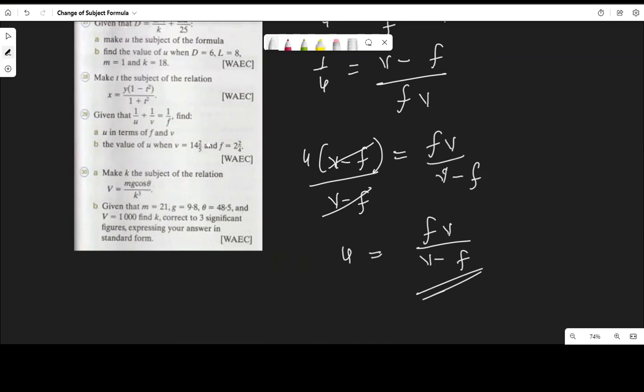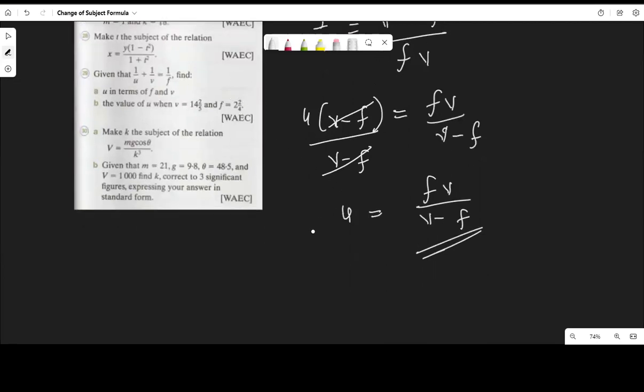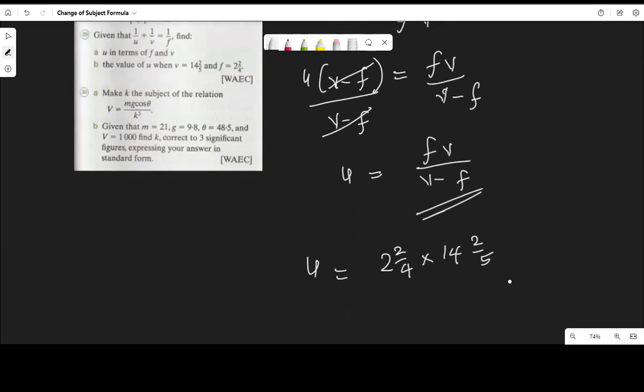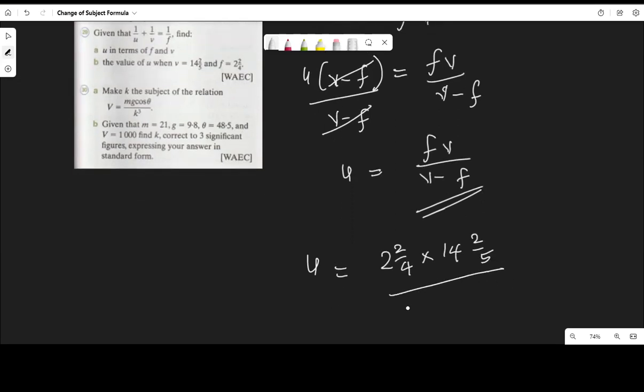And the value of u when v is 14 whole number 2 over 5 and f is 2 whole number 2 over 4. Putting in these values into the equation, f is 2 whole number, 2 over 4, then multiply by v, which is 14 whole number, 2 over 5, all over v, 14 whole number, 2 over 5, minus f, which is 2 whole number, 2 over 5.